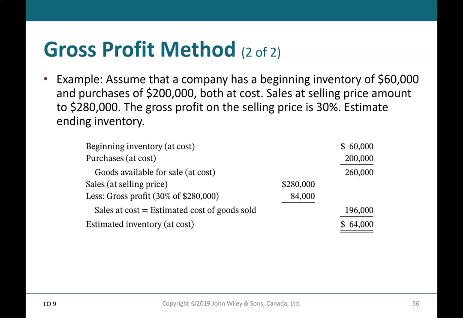Estimate ending inventory. So you have your beginning inventory and your purchases at cost. Then you have your goods available for sale of $260. You have your sales at selling price of $280. You subtract your gross profit, which is 30%, $84, and that calculates your sales at cost and estimates cost of goods sold at $196. So your estimated inventory at cost is $64,000.